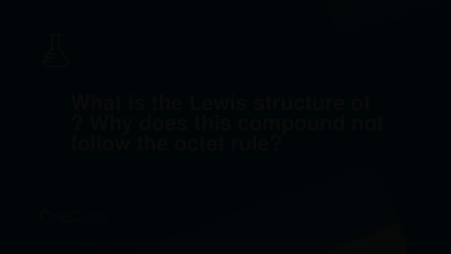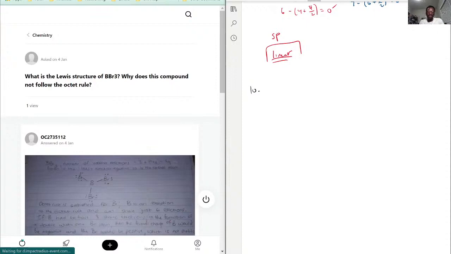Okay, so we have: what is the Lewis structure of BBr3, and why does it not follow the octet rule? Okay, so Lewis for BBr3, and why not the octet rule?